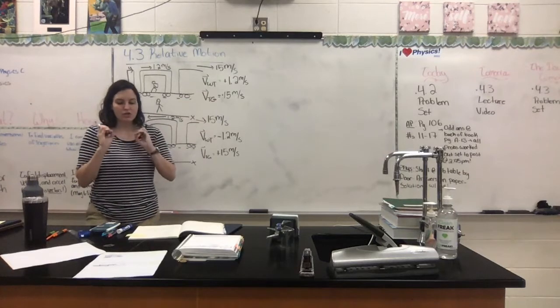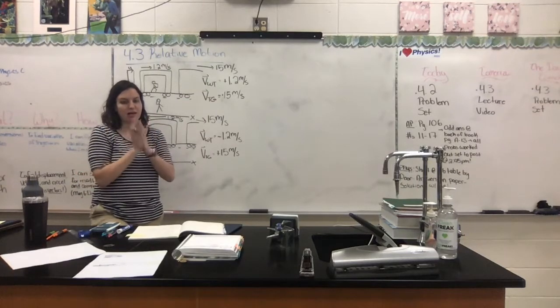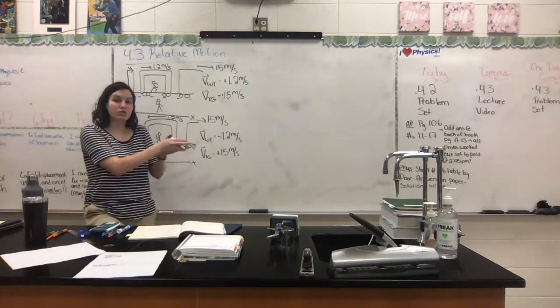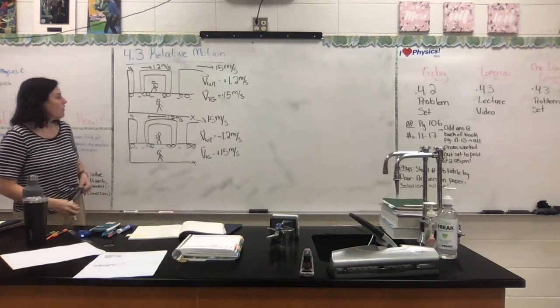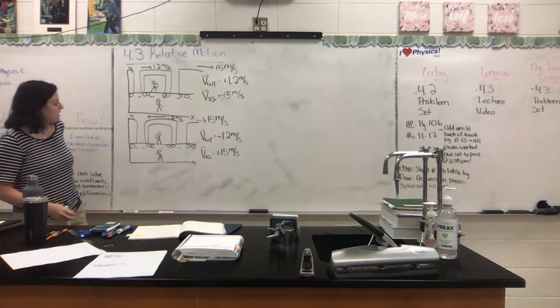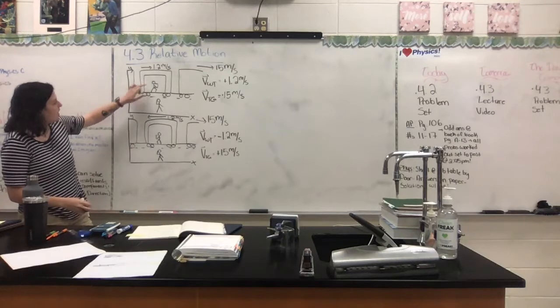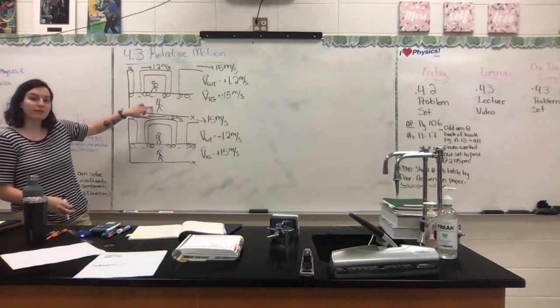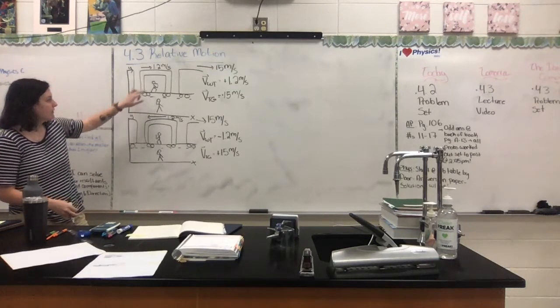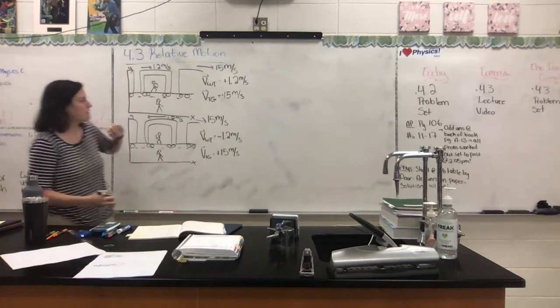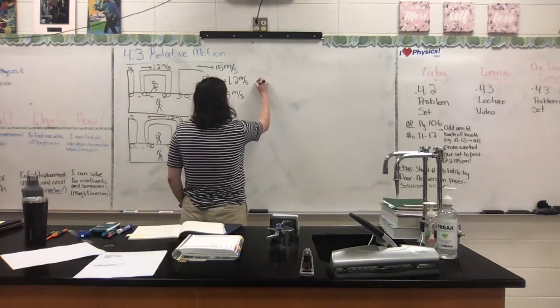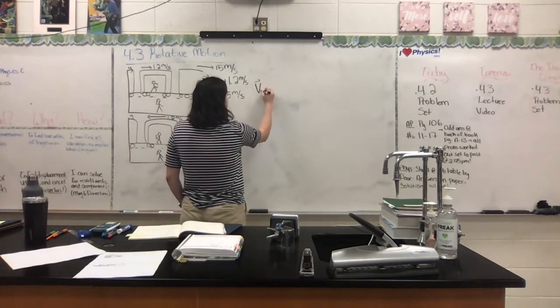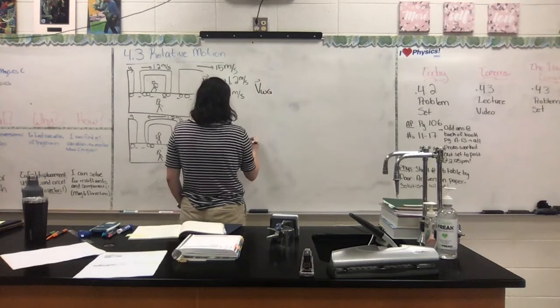What we want to know, though, is the velocity of the worker to the ground. So what is the relative motion of the person in the cart to the person viewing them from down here? Because they're going to be going at different velocities according to both of these scenarios. So what we're looking for is the velocity, like I said, of the worker to the ground.